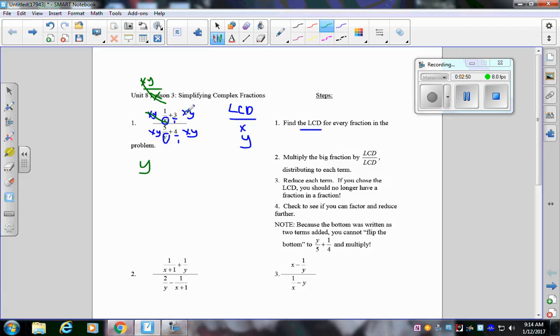Now over here, I have xy times 3 divided by 1. So nothing's going to cancel, and I don't need it to, because the denominator of 1 is no big deal. So really, I'm just left with 3 times x times y, which is 3xy.